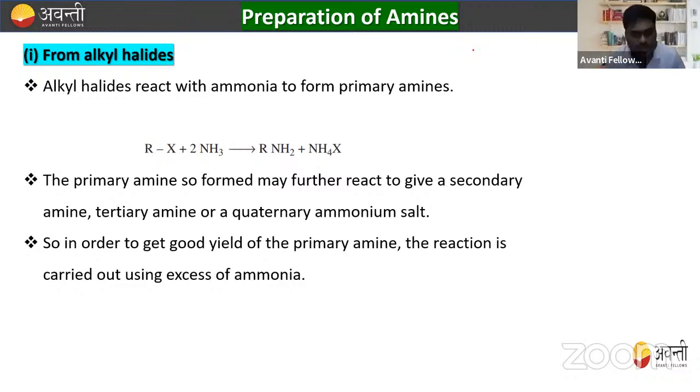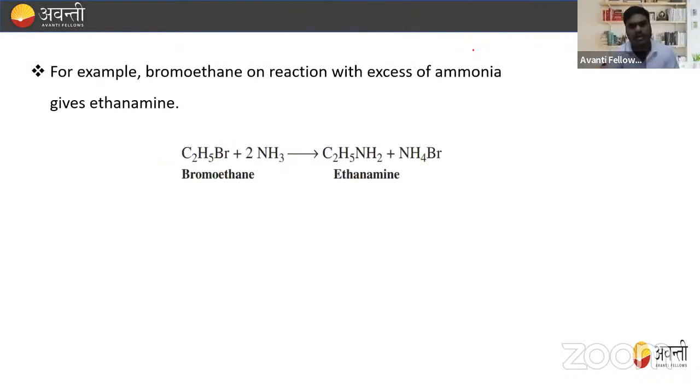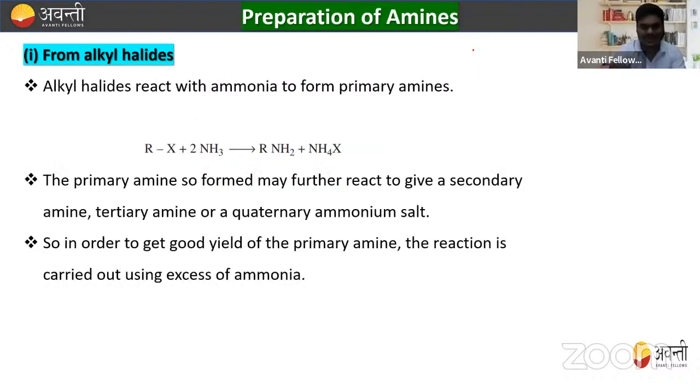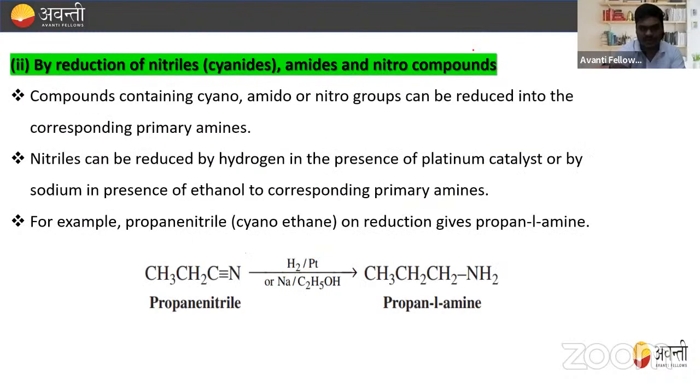So in order to get a good yield of the primary amine only, the reaction is carried out using an excess of ammonia. For example, bromoethane on reaction with excess ammonia, that is 2NH3, gives ethanamine, like C2H5NH2 plus NH4Br, right? So this is how you get this. I hope this is clear to you. That is from alkyl halide. By treating alkyl halide with ammonia, you get the primary amine, right?